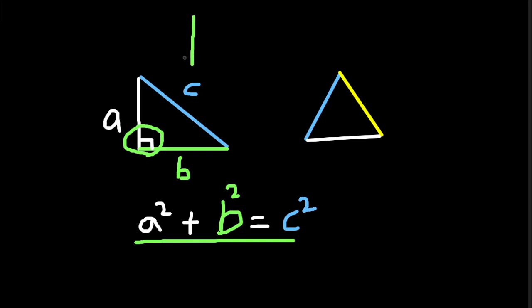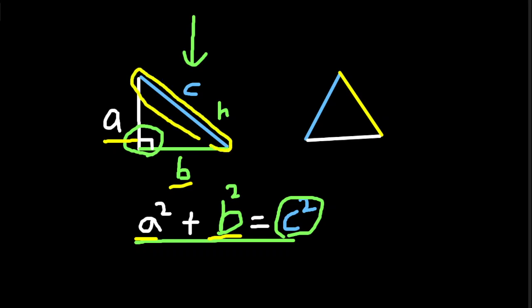And C, which is on the opposite side of the right angle, is the longest side, which is also known as the hypotenuse, or H. So that's what this C is over here. And the other two sides, A and B, it doesn't matter which is which. You could call this A, you can call this B, but the main point is the longest side must be C, which is always on the opposite side of the right angle.